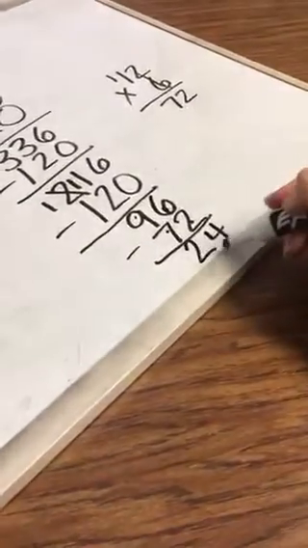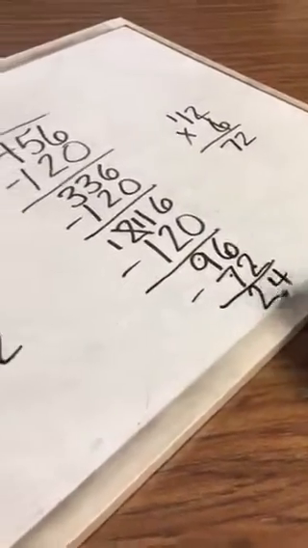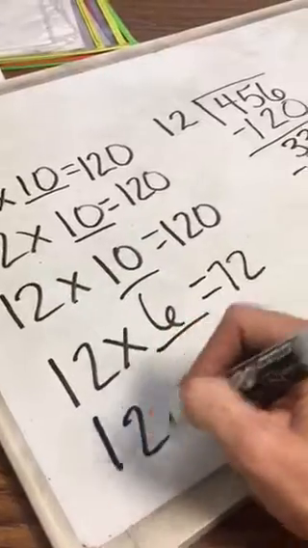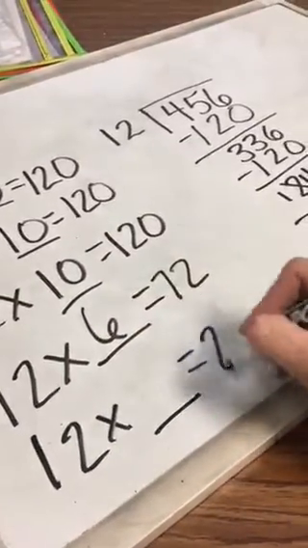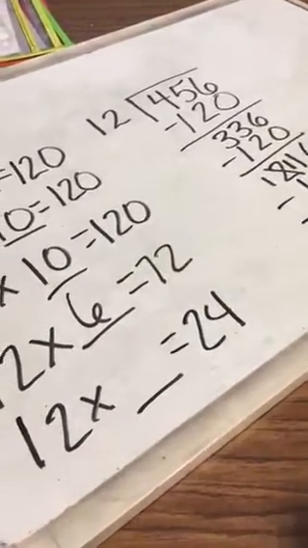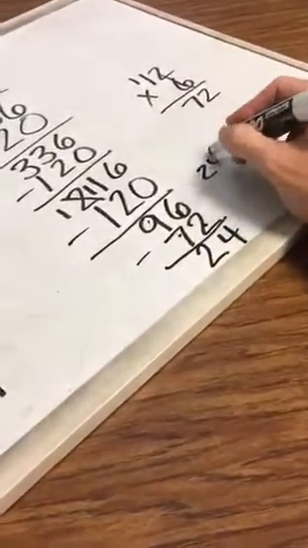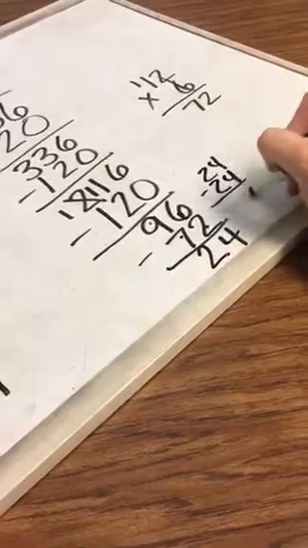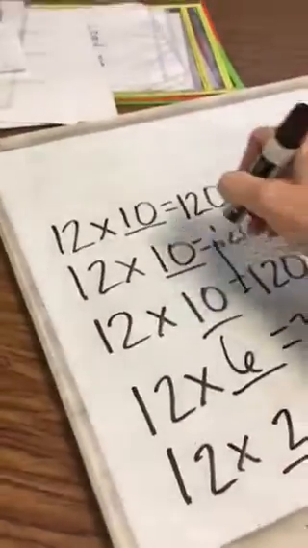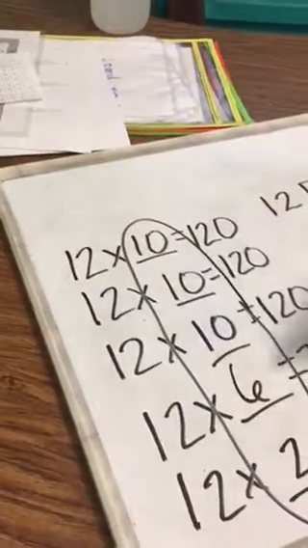Then I have 24 left. So I try to figure out, well, how many times? So 12 times what is going to give me this 24 that I have left? Well, I know I need 2 groups. So then if I do 24, I'm going to switch over here to do 24 minus 24 to show that I have 0 remainders. And then all of this part added together is going to give me my quotient.